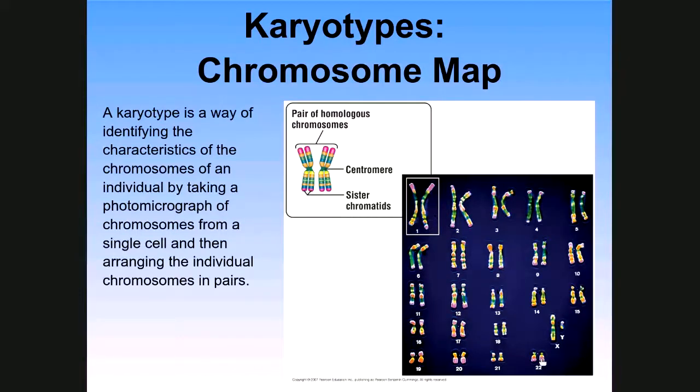The first 22 pairs are called autosomes. The 23rd pair is called the sex chromosomes. They have to do with determining the sex of the offspring. When they perform a karyotype, if the karyotype looks something like this, it's telling you two things. First, that the offspring appears to be normal, 23 pairs. Second, it's telling you the sex of the offspring.